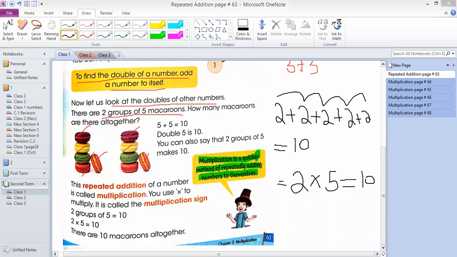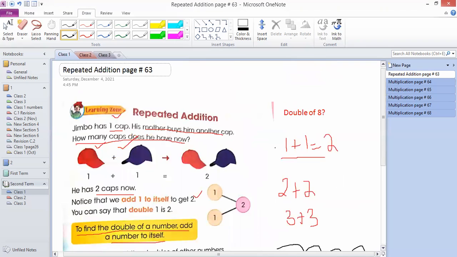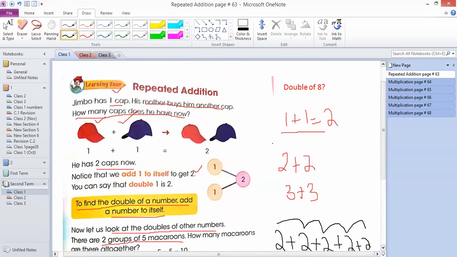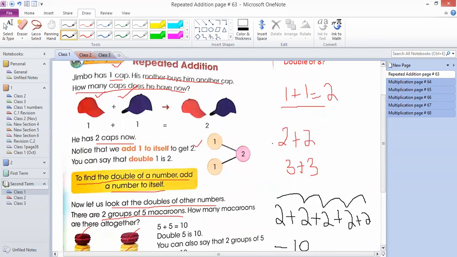Very good. So in this situation, if you know the table, you can directly go for the answer, 2 by 5 equals 10. Or if you don't know the table, then you have to add 2 five times to get the answer, because repeated addition of a number is multiplication. Well, what we are going to practice today is the doubles.